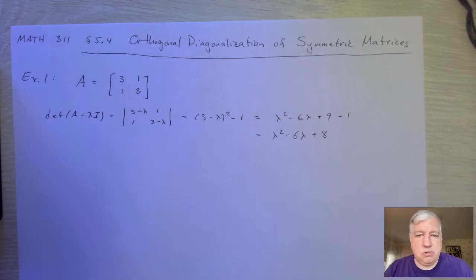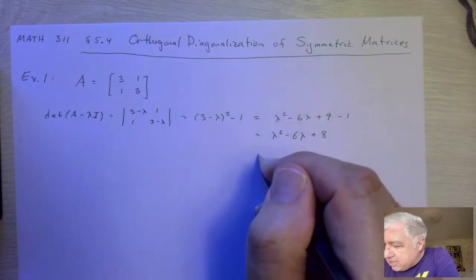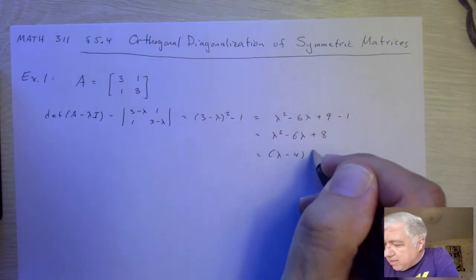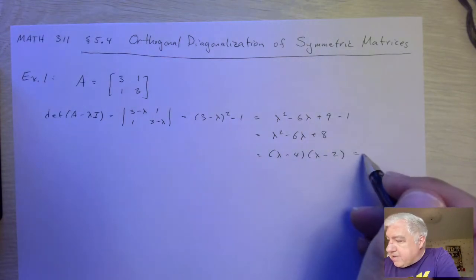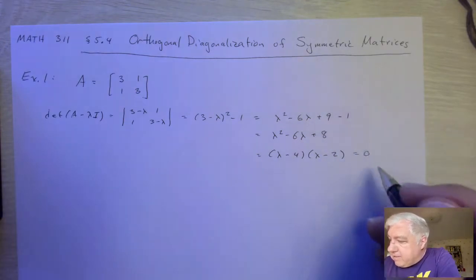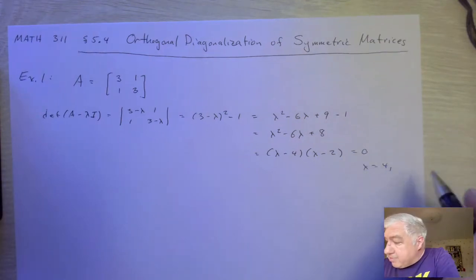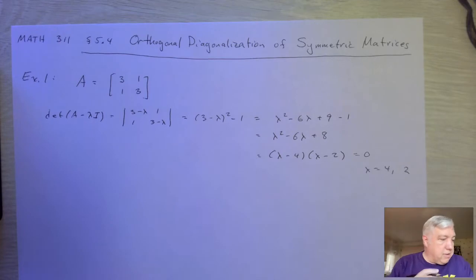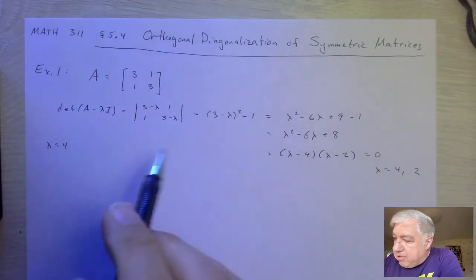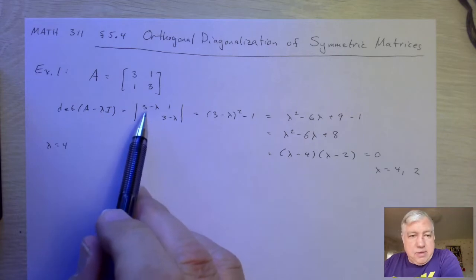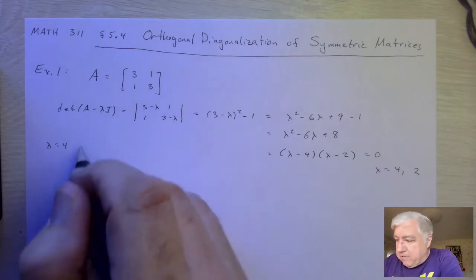We don't have to use the quadratic formula. We can factor this. It factors nicely as lambda minus 4 and lambda minus 2. So setting this equal to 0, we get lambda equals 4 and 2 as the eigenvalues. Now let's go ahead and find the eigenvectors. If we let lambda equal 4 and plug that in here, we get negative 1, 1, 1, negative 1.